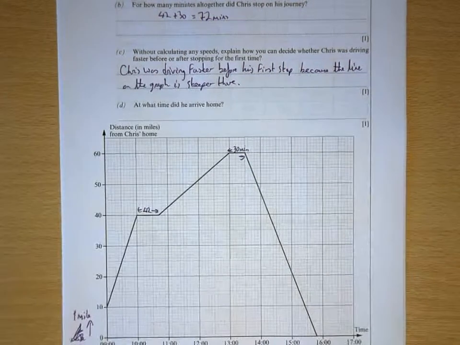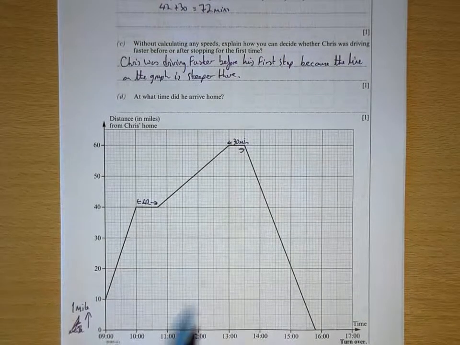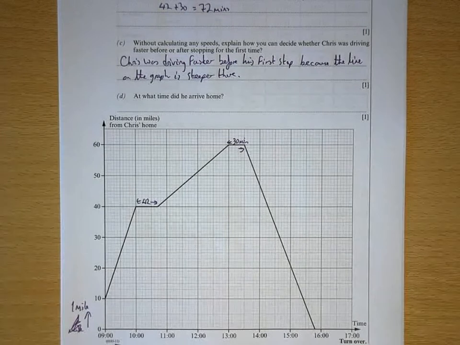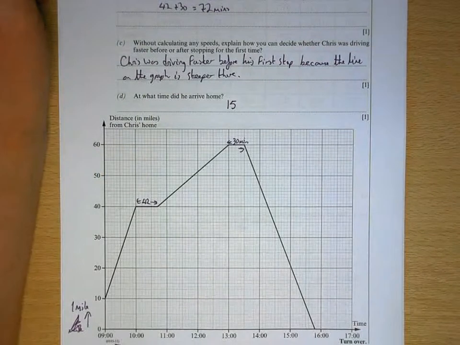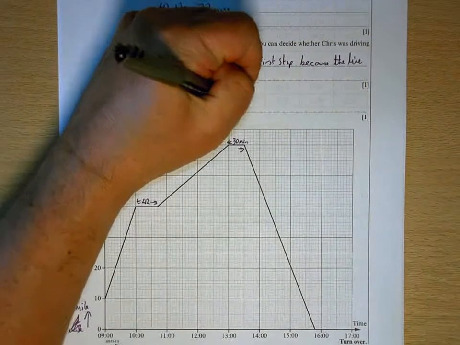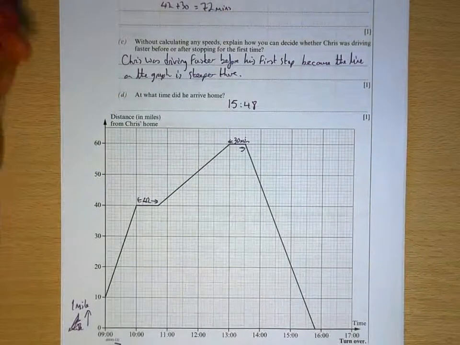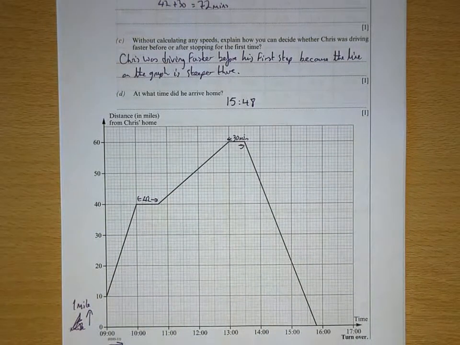At what time did he arrive home? Well, he gets home here, which is 2 squares before 4 o'clock, 1600. So that's 12 minutes before 1600, which is going to be 15:48. If you add 12 to that, you get 60. There's 60 minutes in an hour. Okay, so those are the first 10 questions on this November paper 1.